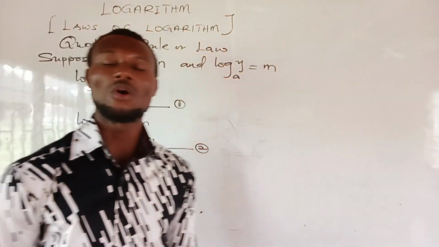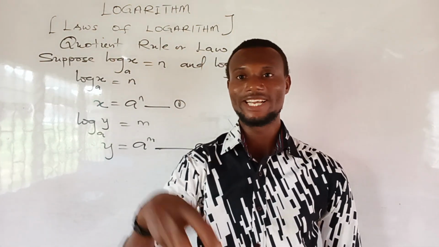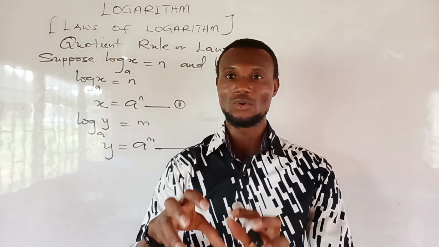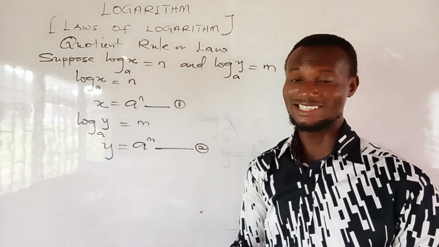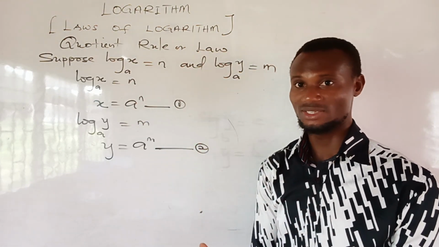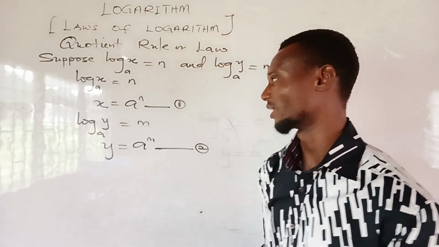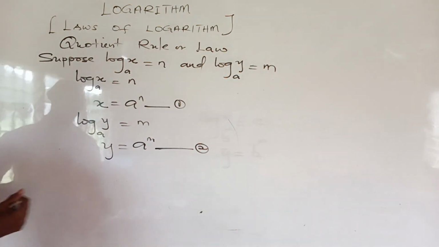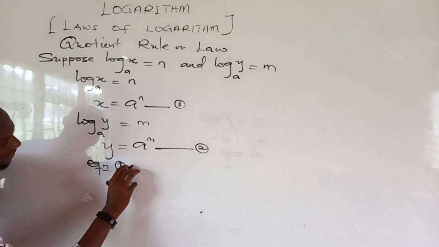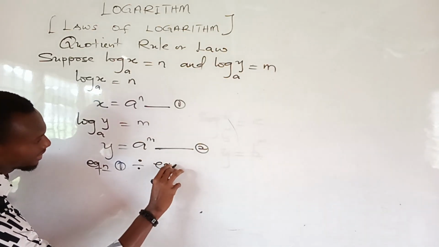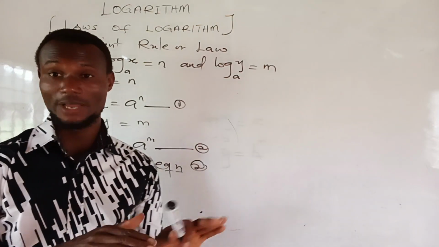And now, because we are looking at the quotient rule, and quotient means division, we are going to do equation 1 divided by equation 2, as simple as that. Quotient means division, so we are going to divide equation 1 by equation 2. Okay, so now I'm going to write equation 1 divided by equation 2. I hope you are following and you agree with me up to this point.